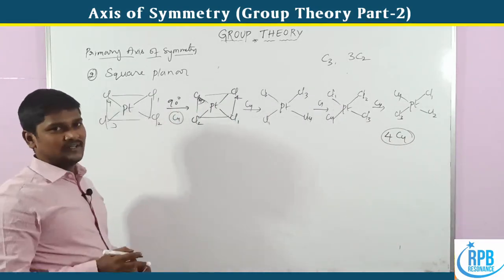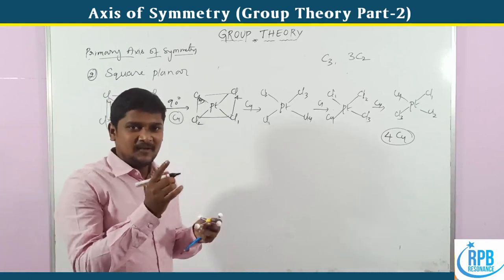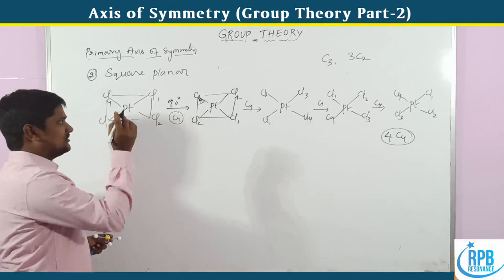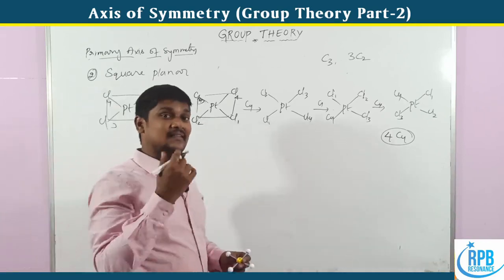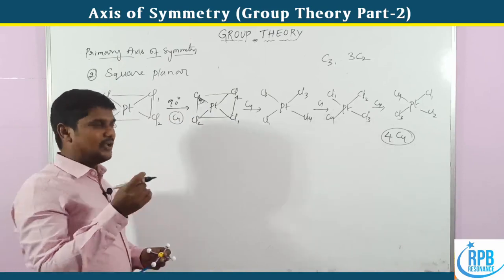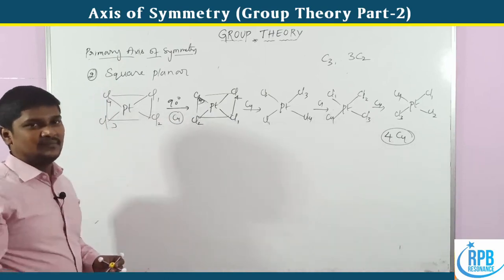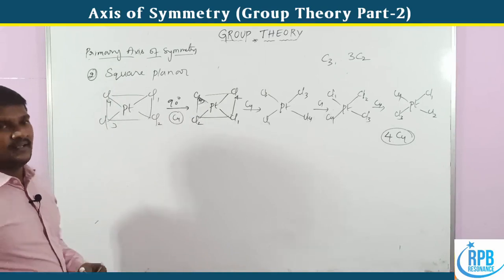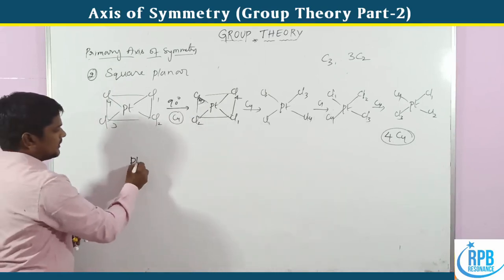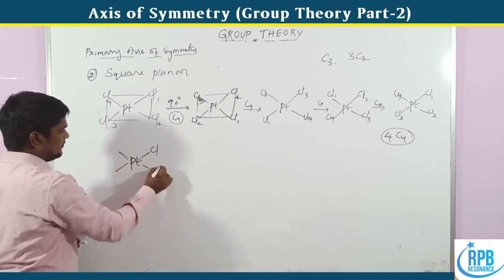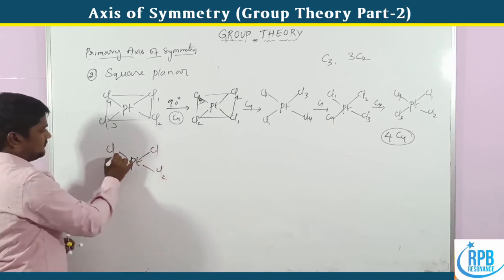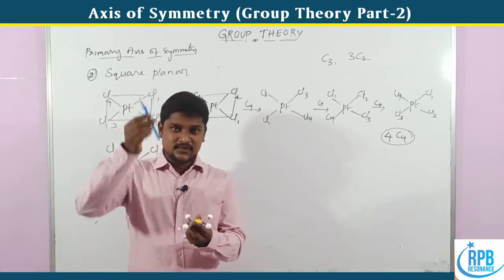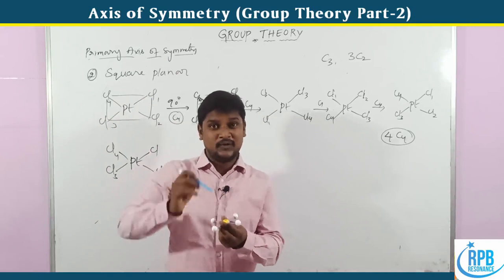So that C4 axis is either a principal axis or a secondary axis. That is the question. So again, you have to look at the molecule and which other symmetry elements are present. Can you find other symmetry elements? And then only you will fix whether it is a primary axis of symmetry or a secondary axis of symmetry. So this is the square planar molecule, Cl1, Cl2, Cl3, Cl4. Now here, an imaginary axis passes through the top of the molecule that produces the C4 axis of symmetry.